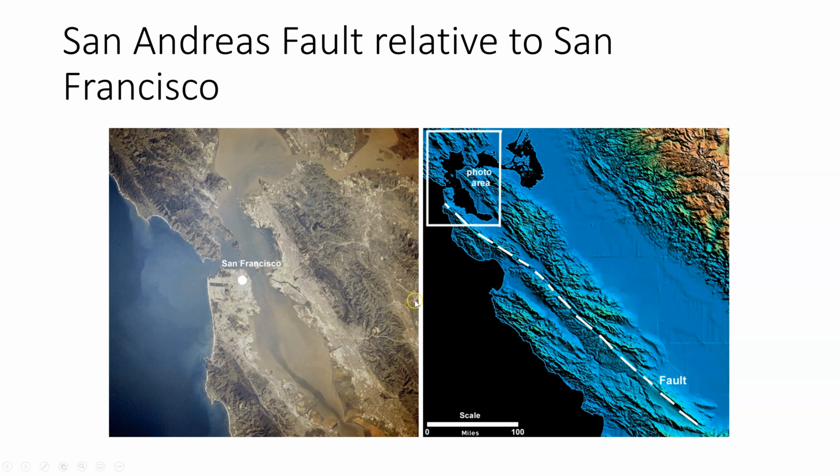So the San Andreas Fault relative to San Francisco, you can see this is San Francisco here, the bay, and this is a false red image, and this is the fault running through here, and you can kind of see the ridge, the linear ridges that follow the fault. And that's from the grinding between the Pacific plate and the North American plate as they slide past each other.